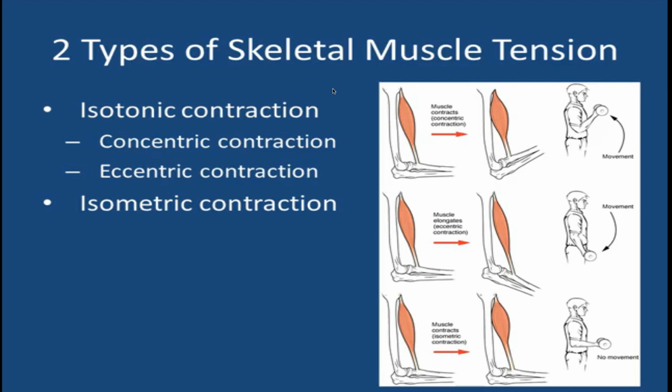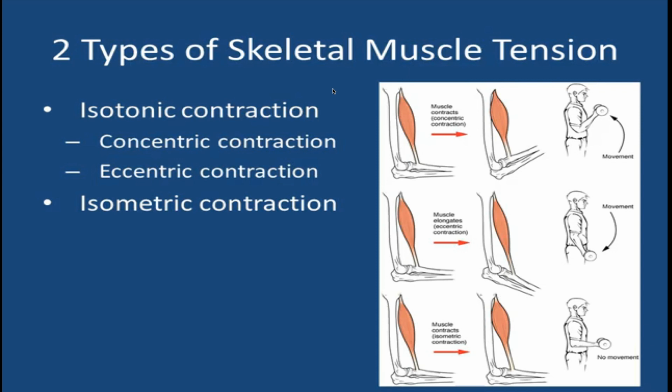So there are two basic patterns of muscle tension. You have isotonic contraction and isometric contraction. In isotonic contraction, the muscle changes length, and that results in motion. If muscle tension exceeds the resistance, the skeletal muscle shortens, or concentric contraction. If muscle tension is less than the resistance, the muscle lengthens, or eccentric contraction.